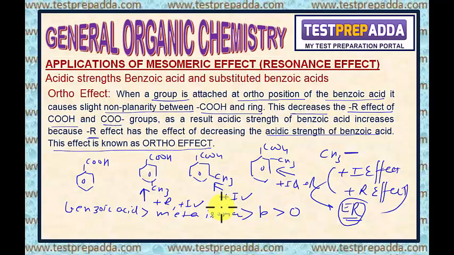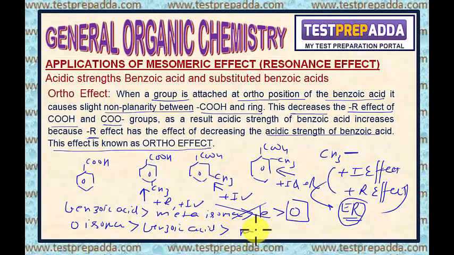But experimentally we have found that this answer is wrong, and you will be surprised to know that ortho, although we have got minimum, but actually this ortho is maximum. So ortho isomer is most acidic here, then benzoic acid, then meta isomer, and then para isomer. And this is explained with the help of this ortho effect.